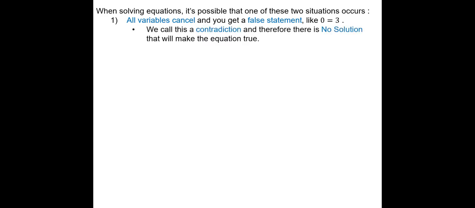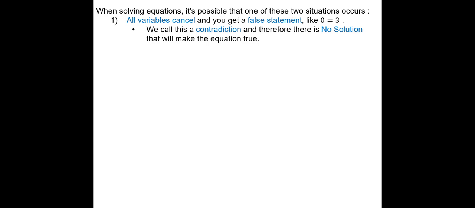Now notice that there's a couple of situations that are very special when it comes to solving linear equations, and it's possible for one of these two situations to occur. One situation is that all variables cancel out, and what we're left with is a false statement, something like 0 equals 3. If that ever happens, that means that we have reached something referred to as a contradiction, and therefore there's no possible value for the variable that is true.